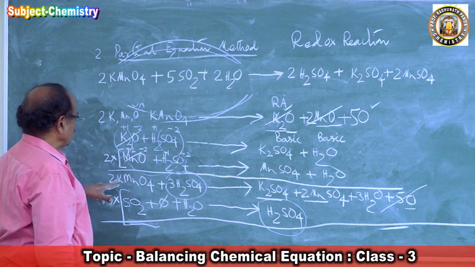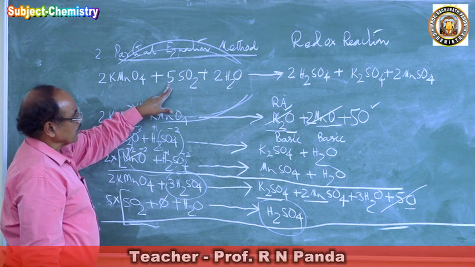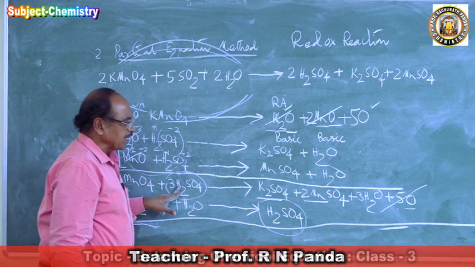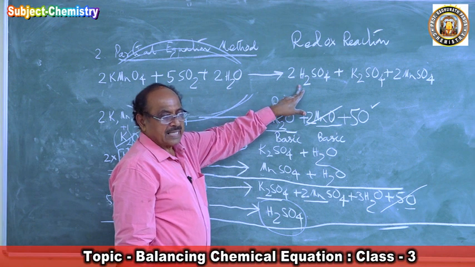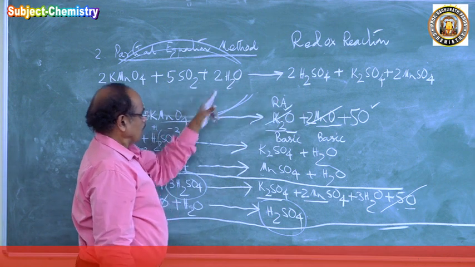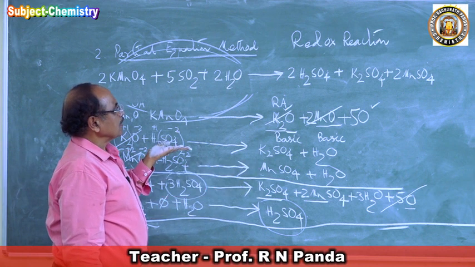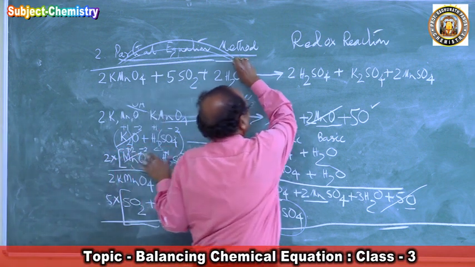So we now wrote 2KMnO4, 5SO2. Then how many sulfuric acid? 3 sulfuric acid on the left side, 5 sulfuric acid on the right side. So 2 sulfuric acid on the right side. And how many water on this side? 5 water. That side 3 water, so 2 water. So this is the balanced chemical equation. The final equation we got is this.